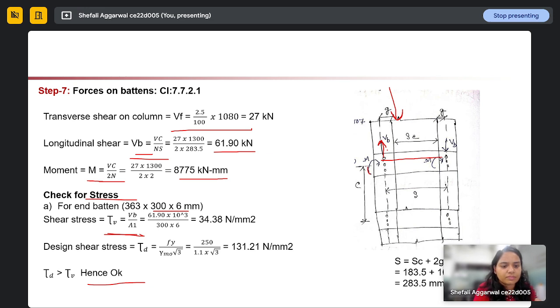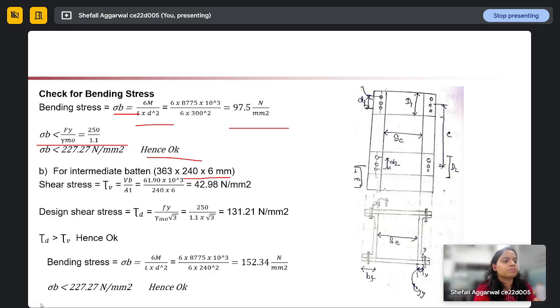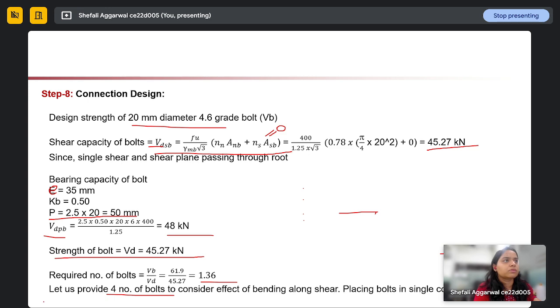And one more thing, ma'am, in step 8, we are again assuming the E value and pitch value. We are again calculating the E and P value.